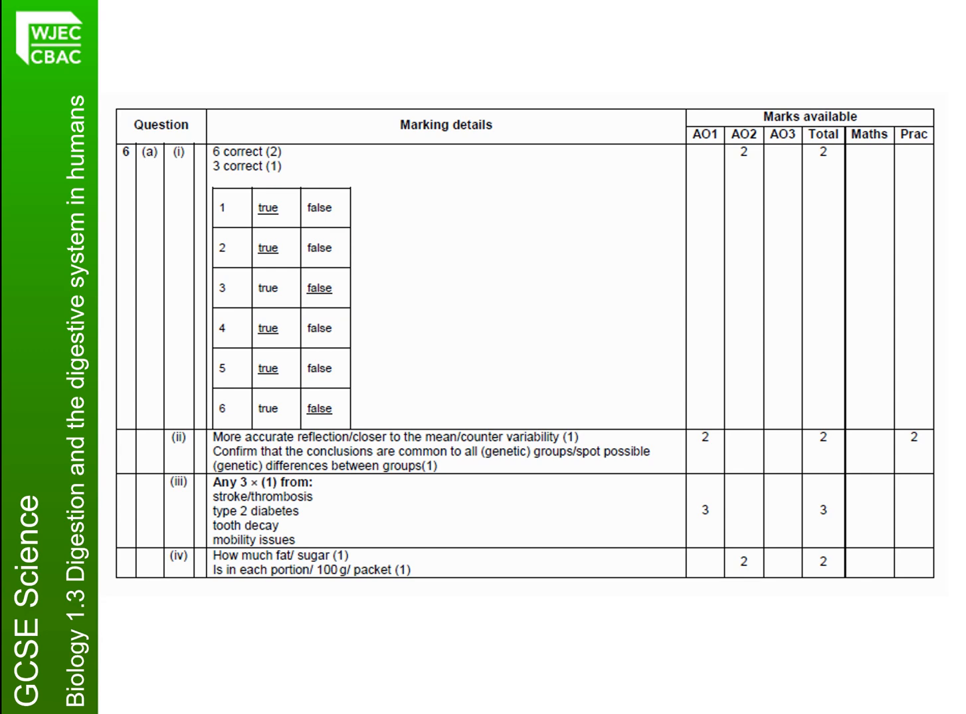And for using results from people of different ethnicities, as you can see on the mark scheme on the screen, it would confirm that the conclusions you make are common to all genetic groups and allow you to spot possible differences between groups. Question 3, apart from heart disease, state some of the health risks of eating a diet that is too high in sugar and fat. So you can see there on the screen any 3 from stroke, type 2 diabetes, tooth decay, mobility issues.